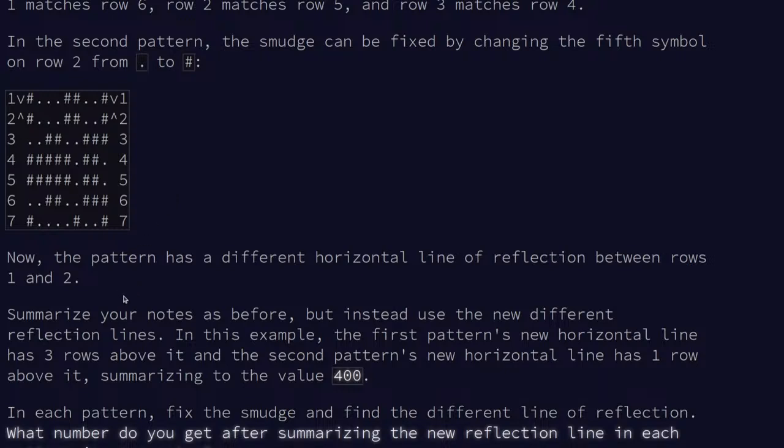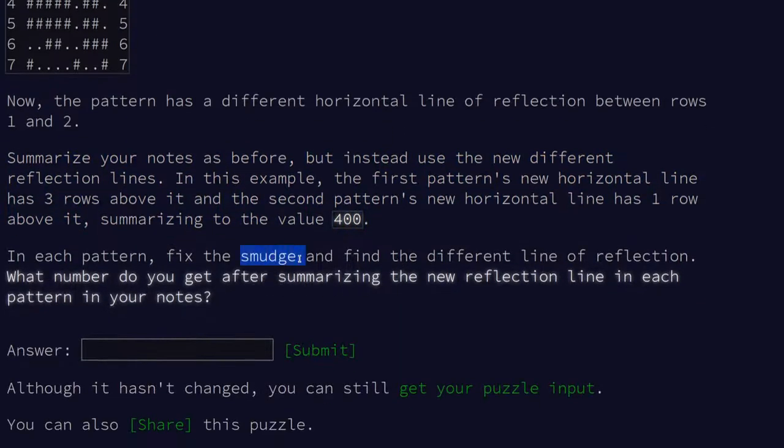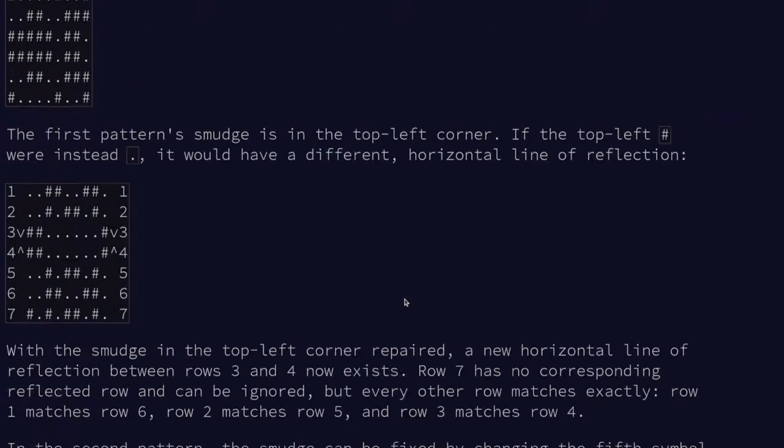Summarize your notes as before, but instead use a new different reflection line. In this example, the first pattern's new horizontal line has 3 rows above it, and summarizing it gives this value. In each pattern, fix the smudge and find a different line of reflection. What number do we get after summarizing the new reflection line in each pattern in your notes?